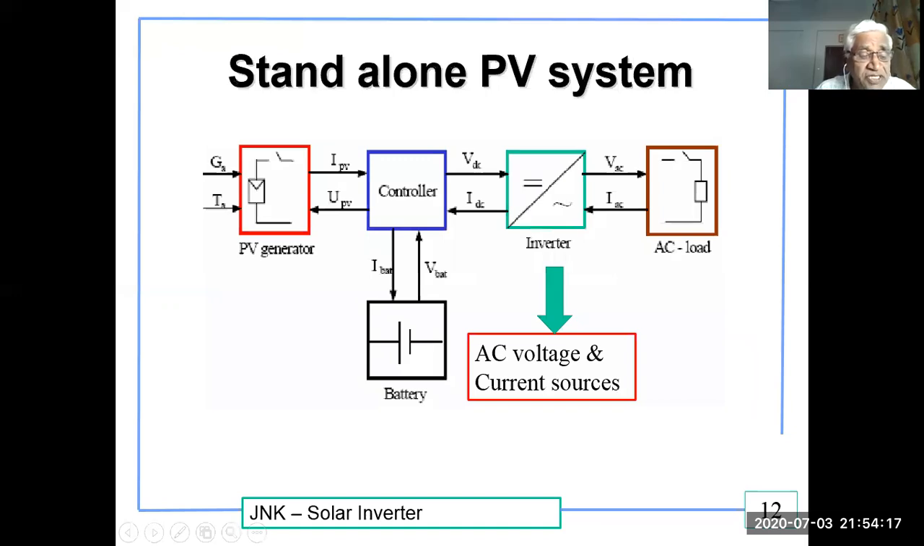In some places, there is no grid availability. Here we have to apply a standalone system. Take a look at the following diagram. We have a solar photovoltaic array and a controller here, and the controller output is going to the DC input side of the inverter, and the inverter output side gives the voltage and the current we are getting. Then it is going to the AC. So the inverter basically is acting as an AC voltage and current source.